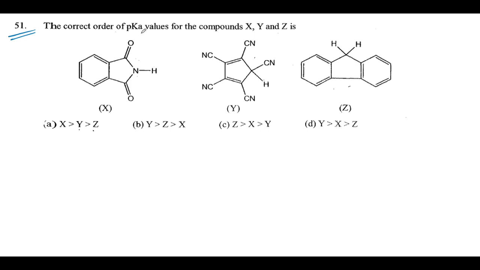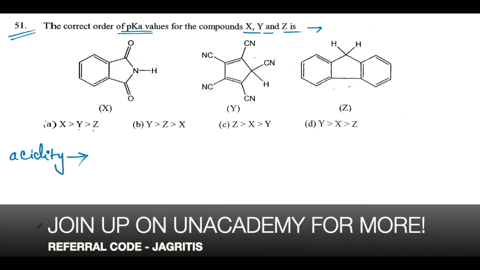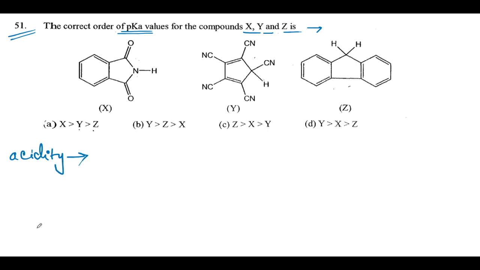Yes, next question. The correct order of pKa value for the compounds X, Y, and Z is. So here you see, guys, X, Y, and Z. pKa value once again. So we will find the acidity order and then we will do the inverse for the pKa. So what do you think? Which is going to be the most acidic? That is your first question. Most acidic, you can see over here.